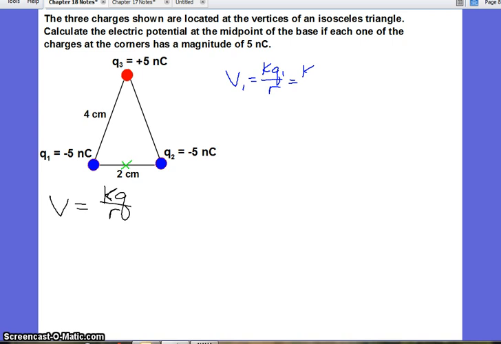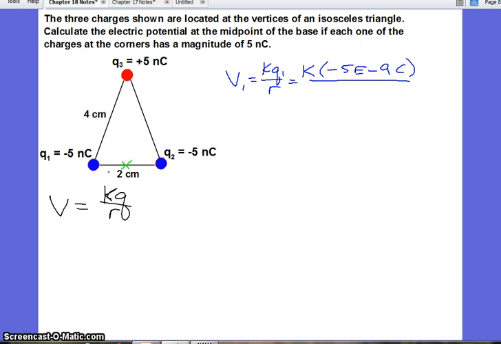K is Coulomb's constant, so it is 8.99 times 10 to the 9th, same as it has always been. But it is in units of newtons times meter squared per coulomb squared. So we need to make sure that our units are not nanocoulombs, but regular coulombs. We want to include negatives in this equation, so it's negative 5, and nano means times 10 to the negative 9th coulombs.